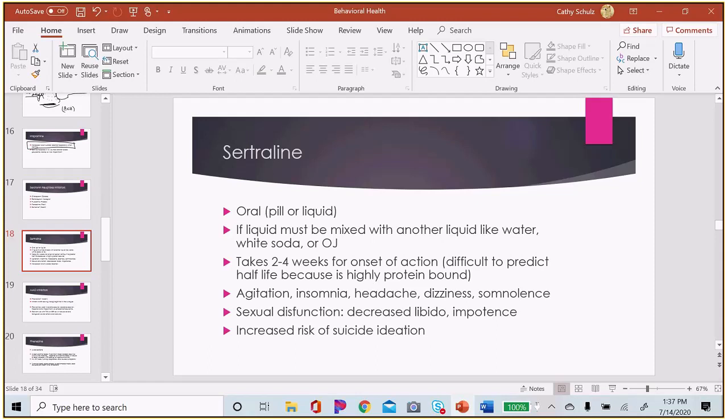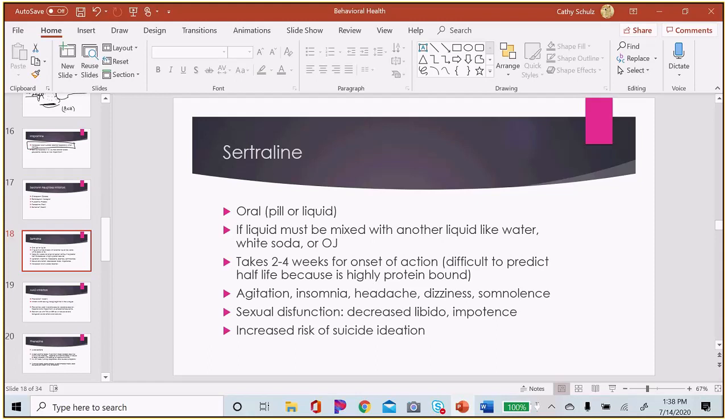So sertraline is an oral medication, which could be a pill or a liquid. If it's a liquid, it should be mixed with another liquid. You shouldn't just take it plain. And it can take a while for onset of action. It can take 2 to 4 weeks, so it's difficult to predict the half-life. So people will start taking the medication but not feel the effects of it necessarily for up to a month. So you have to be sure that they're aware of that so they don't give up on it too soon.